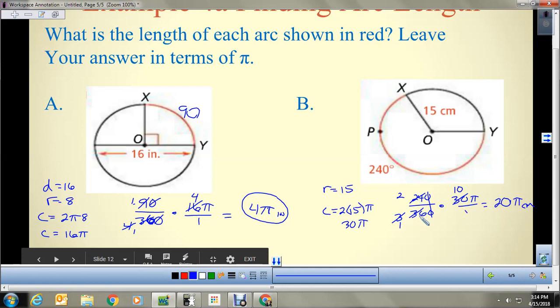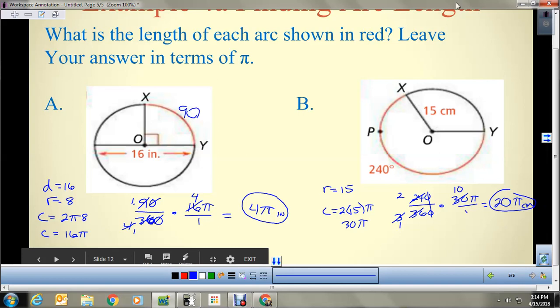We get 24 over 36, and 12 goes into both. 12 goes into 24 2 times, and 12 goes into 36 3 times. So now we can see that 3 goes into 30 10 times, so we get 2 times 10 times pi, which is 20 pi centimeters. This is called simplifying before you multiply. So remember, once again, make sure you pay attention closely to how they want your answer.